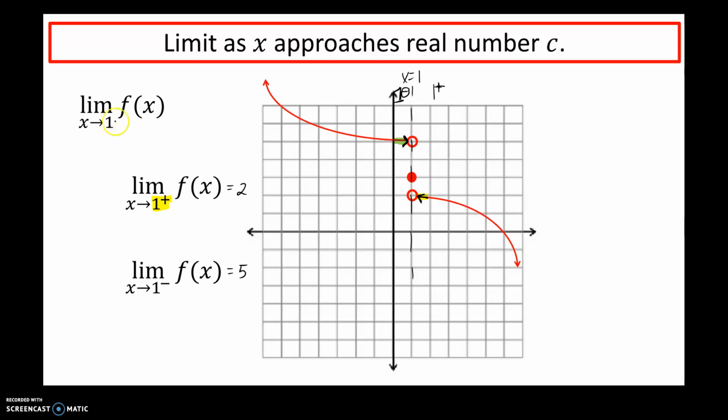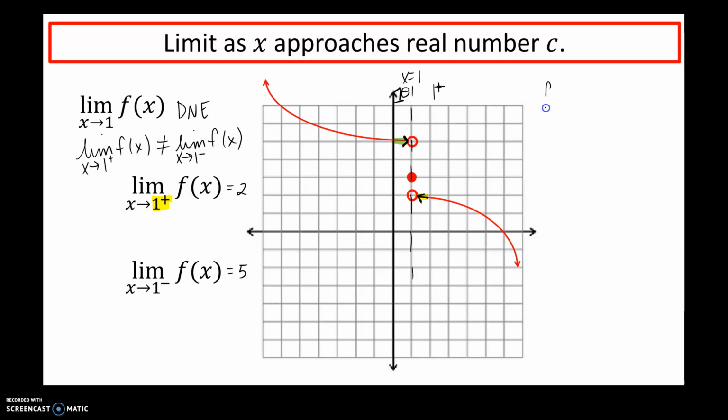So now, does the limit as x approaches 1 of my function exist? It does not exist. And the reason for that, what justifies it, is the fact that the limit from the right-hand side of the function is not the same number as the limit as x approaches 1 from the left-hand side of the function.